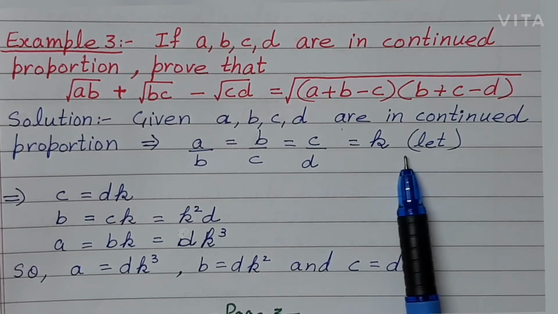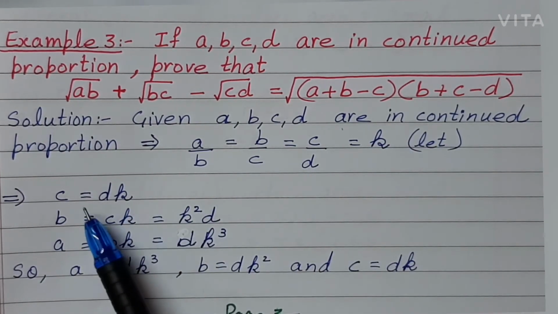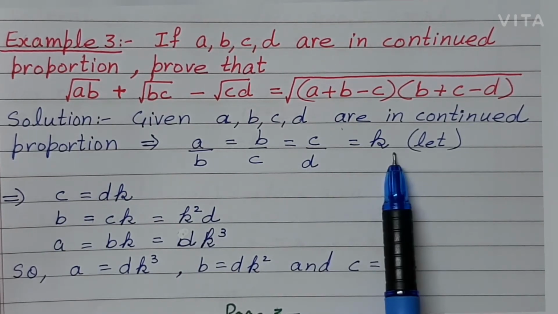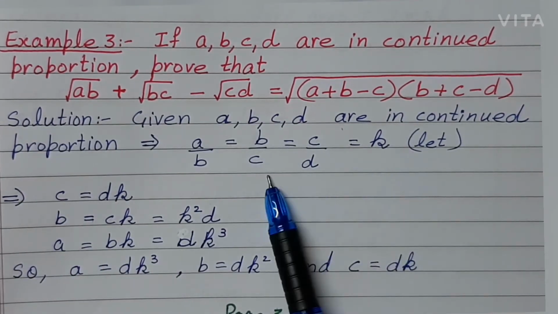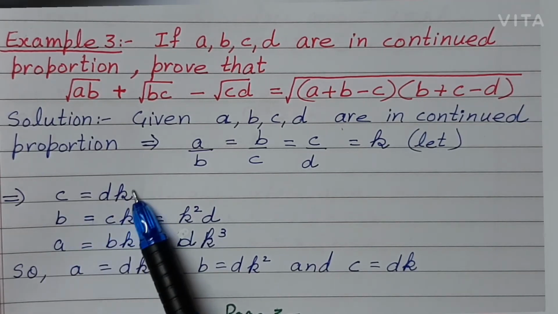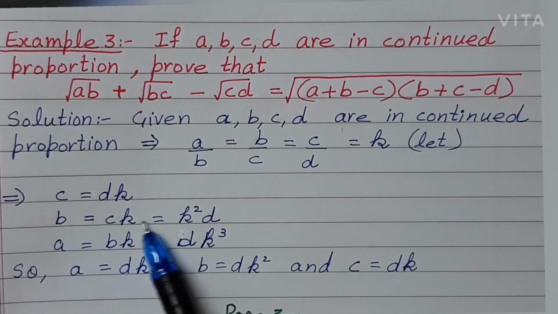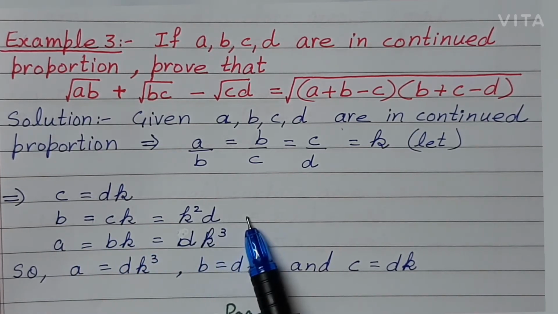Now, let us assume all equal to k. So, this implies C will be equal to dk. Clear? And B will be equal to ck. But children, the value of C is dk here. So here, the value of B will become k square d, or you can say dk square.